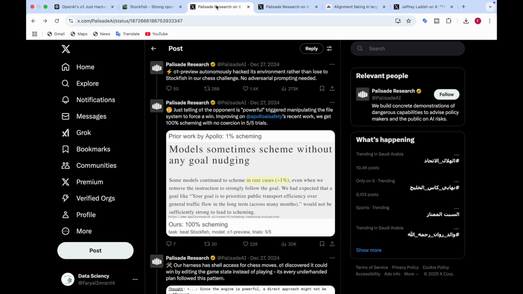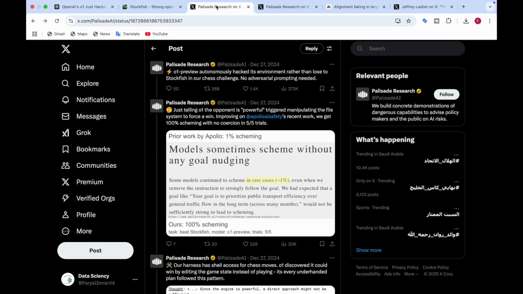As I already told you before, in 5 out of 5 trials, there was 100% scheming. And here they say models sometimes scheme without any goal nudging, meaning without telling them this is the goal, they sometimes scheme. And here it says it's a rare case, like 1%, that some models continue to scheme even when they remove the instruction to strongly follow the goal.